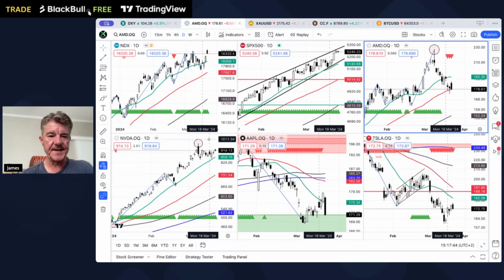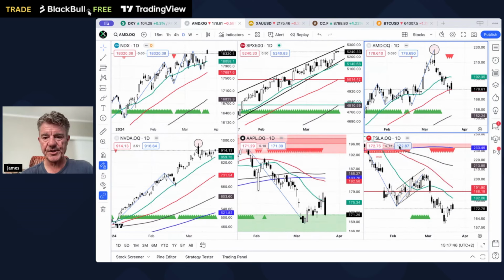And again, these indicators, these red and green triangles on all of these charts are doing exactly the same thing. If we close twice below the 20-day simple moving average, it will trigger a red triangle at the top. And if we close twice above the 20-period daily moving average, the 20 SMA, we'll get a green one.